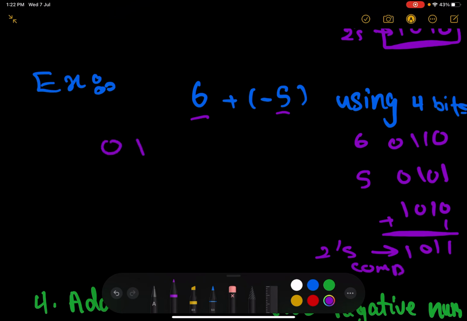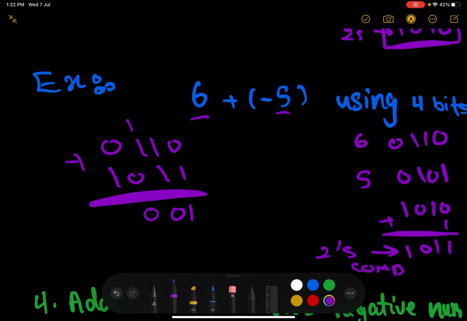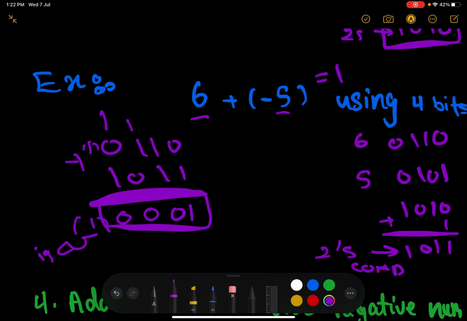And then we have 0110 plus 1011. You will get 1, then 1 plus 1 is 0 and we have a carry, and here it will be 0 and we have another carry, and here 0, and here we have a carry. For this part, just ignore the carry, and you will find that you got 1, which is the right answer, because 6 plus negative 5 is 1, and this is the representation of 1 in the binary system using 4 bits. So it's a correct answer.